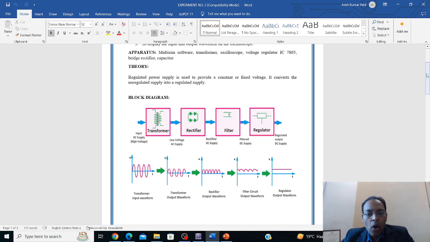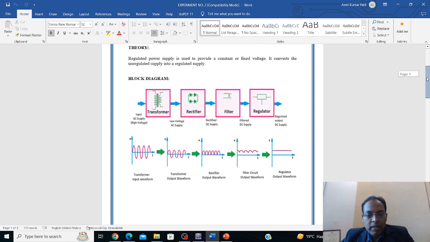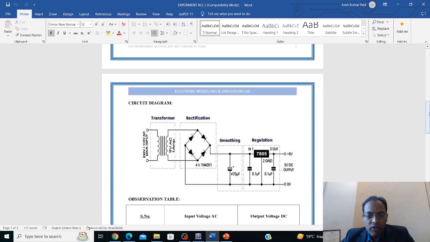Now we will replace the block diagram with the components to get the original circuit, and we will connect them and perform the experiment. So here you can see, first is the transformer. Input will be given to the transformer. Output of the transformer will be connected to a bridge rectifier. Bridge rectifier is connected to the 7805 IC via a filter, that is a capacitor, and connections are made and we will perform the experiment.